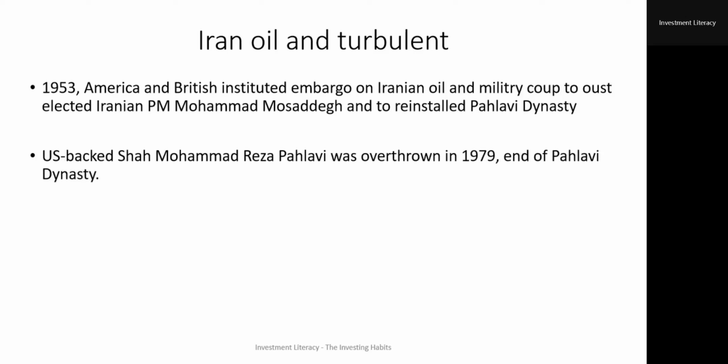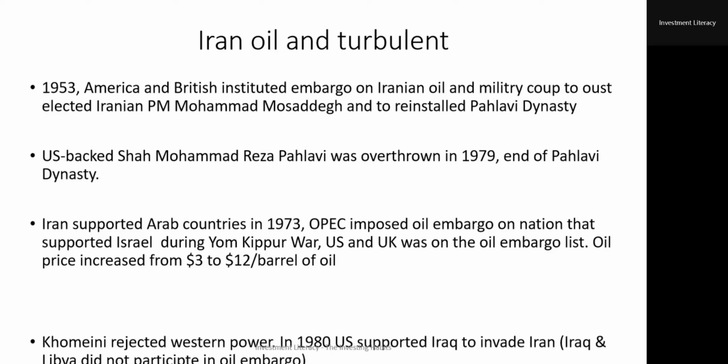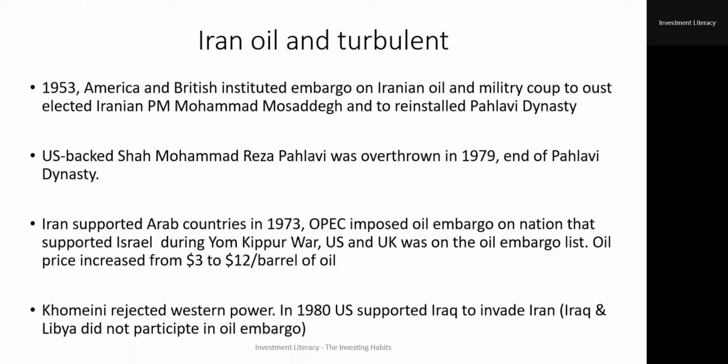But in 1979, Shah Mohammad Reza Pahlavi was overthrown. This is because Iran supported Arab countries in 1973 on the oil embargo, which caused oil price to shoot up from $3 to $12 per barrel of oil, and this upset America and the UK, and with that they planned to end the Pahlavi dynasty. And after the end of the Pahlavi dynasty, Khomeini came into power.